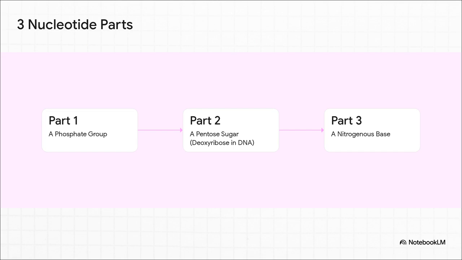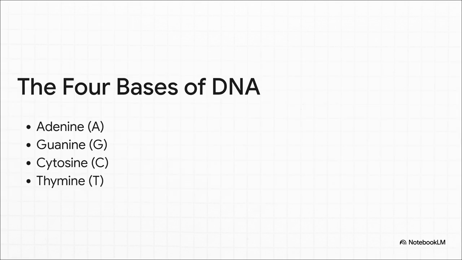And what's so cool is that each one of these letters is built from just three simple parts. You've got a phosphate group, a five-sided sugar, which in DNA is called deoxyribose, and then, this is the really important part for the code, a component called a nitrogenous base. And this is where that alphabet comes in. There are only 4 types of these bases in DNA: adenine, guanine, cytosine, and thymine, or, what we really call them, A, T, C, and G. That's it. Every single instruction, every gene, every one of your traits is written using just those 4 letters.